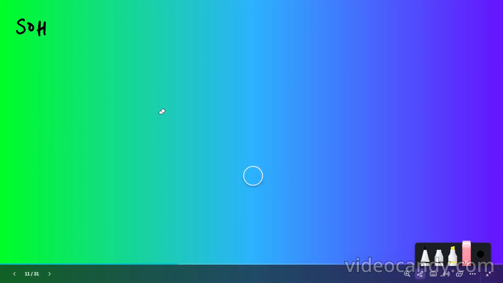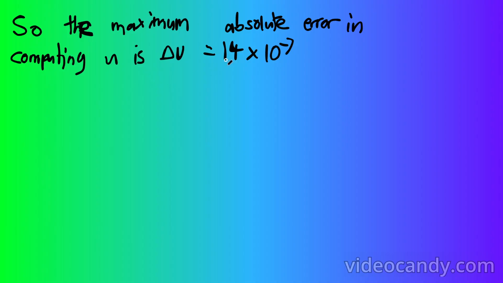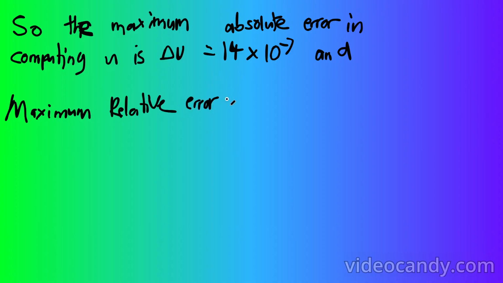Okay, so the next one is the maximum absolute error in computing U. Computing triangle U is 14 times 10 kuasa negatif 7, and the maximum relative error, triangle U per U.